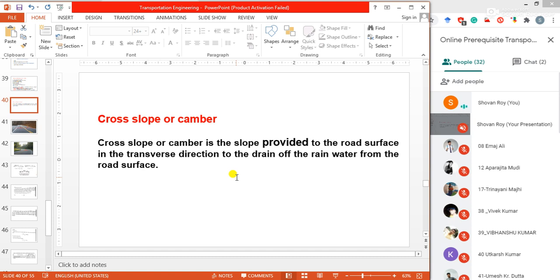Suppose we want to remove the rainwater from the pavement surface as quickly as possible and allow the pavement to dry soon after the rain. The skid resistance of the pavement gets considerably decreased under wet condition, rendering it slippery and unsafe for vehicle operation at high speed. So the main purpose is how we can drain off the rainwater from the road surface.